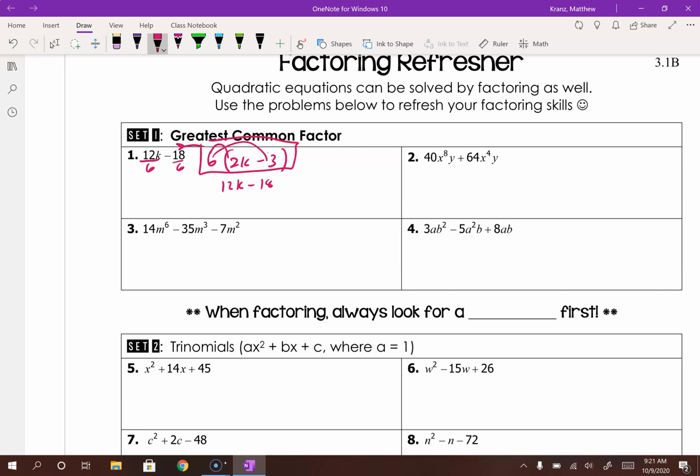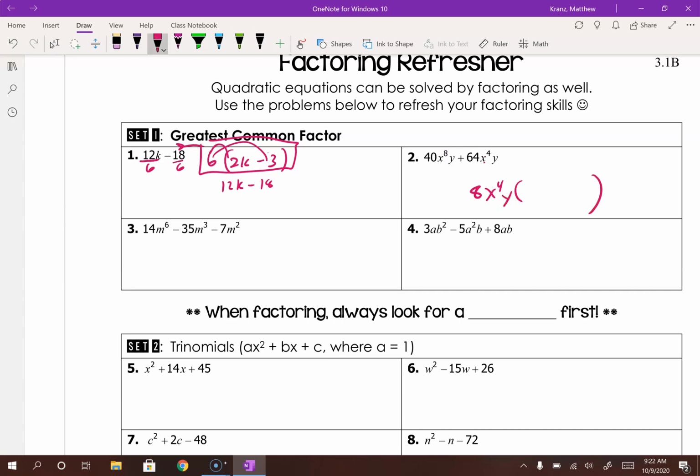Number 2, right, we want to find the number that they have in common, the biggest one. So in this case, it's going to be 8, right, because 8 goes into 64 and 40. Then we look at the x's. Well, they both have an x. So the one that goes into the x is the x with the smallest power. So x to the 4th. And then they both have a y, so we can factor out a y to the first.